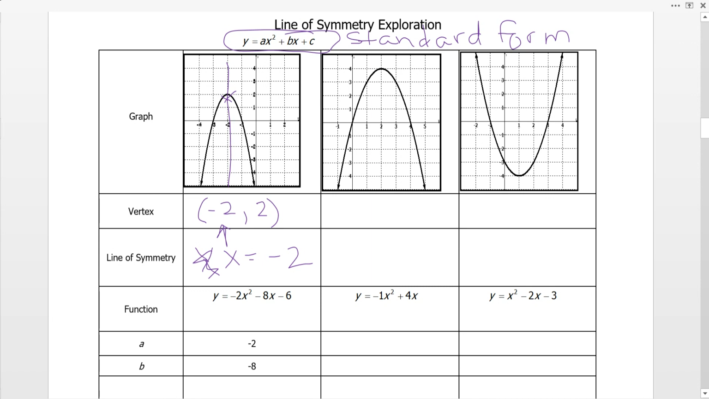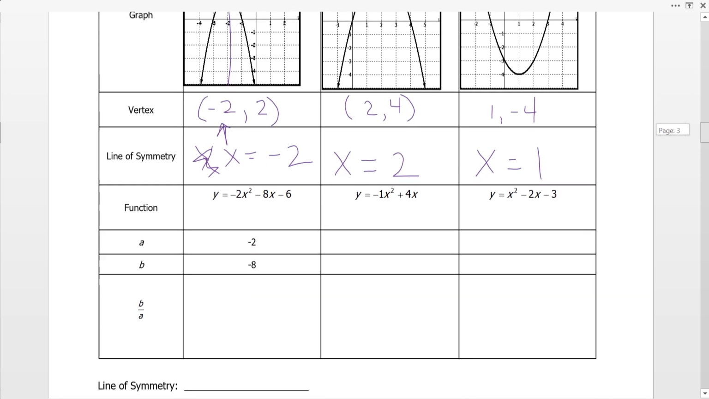Okay, so here's our function. Should we go across or go down? Let's go across. Okay, vertex for the next one is 2, 4, which means the line of symmetry is x equals 2. And our next one is going to be 1, -4, which means our line of symmetry is 1. Okay, here are the functions right here.